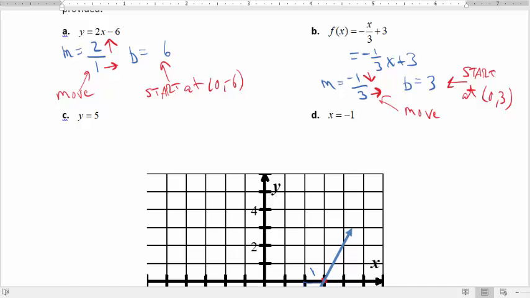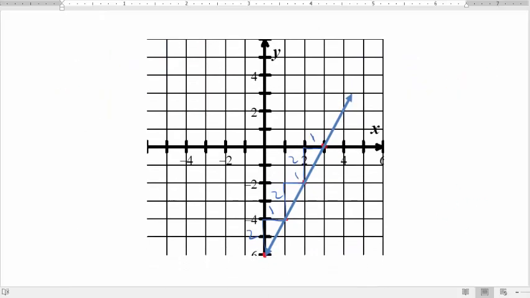So for that one, we're going to start out at 0, 3, and then we're going to move down 1 and over 3. So we're going to start at 0, 3, so that'll be right here, and then we're going to move down 1 and over 3. We're going to move down 1 and over 3. And the alternative to this is, if you think of negative 1/3 as being down 1 and 3 over, remember you can write a negative fraction with the negative sign anywhere, whether it's in the numerator or denominator.